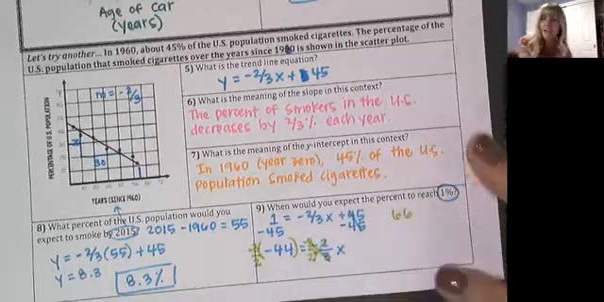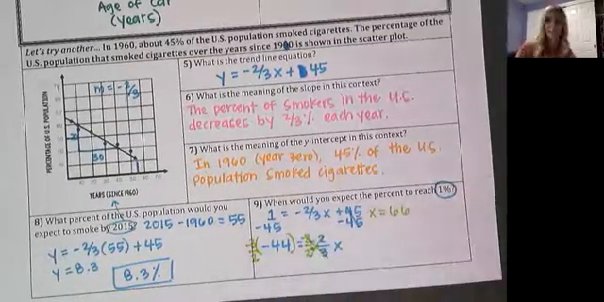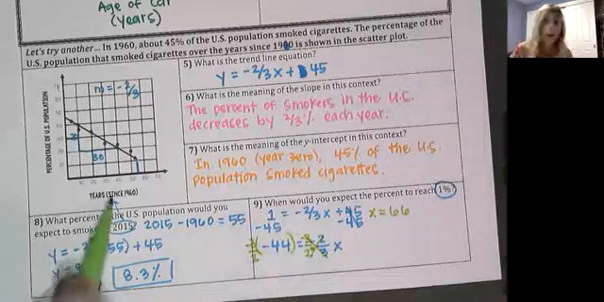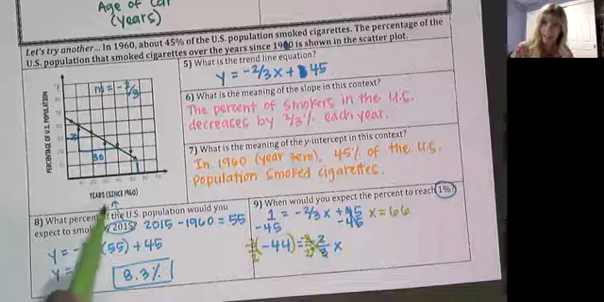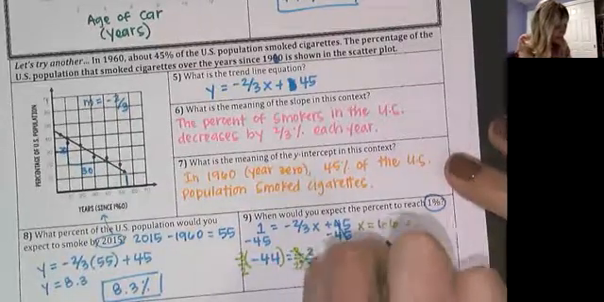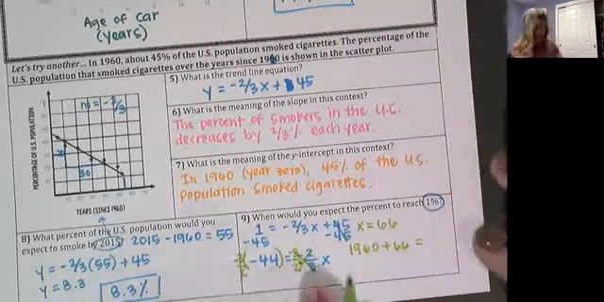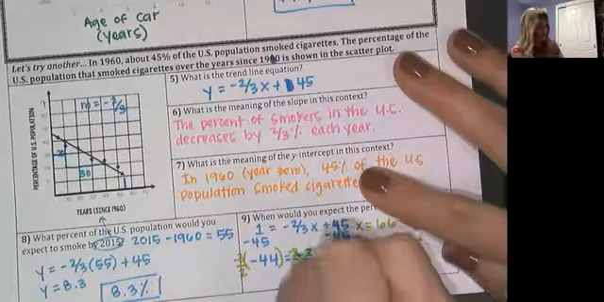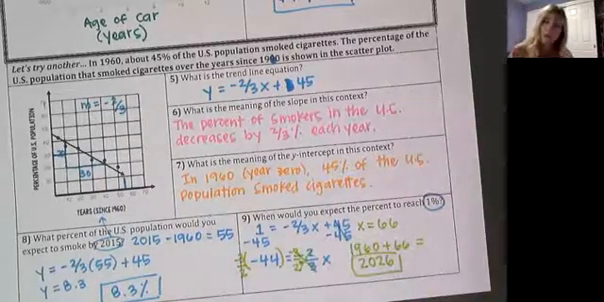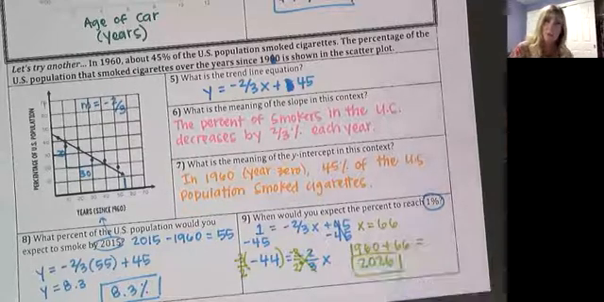Wait, what was I finding? I was finding x. When would I expect the percent to reach 1? 66? Oh yeah, it's 66 years past 1960. That's what that 66 means. So I need to go 1960 plus 66, and the actual year that I'm looking at is the year 2026. If that trend continues, I can expect about 1% of the US population to smoke cigarettes by 2026.